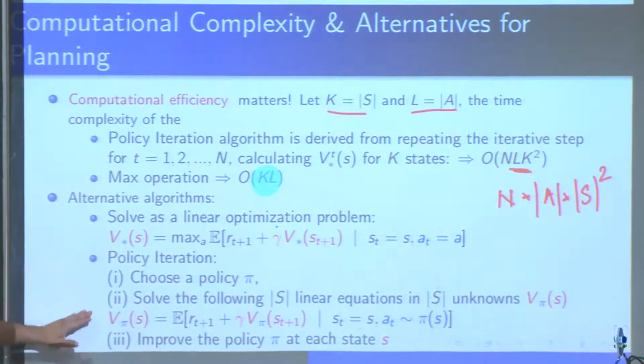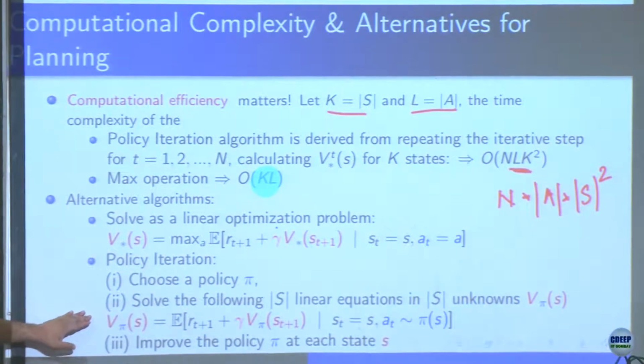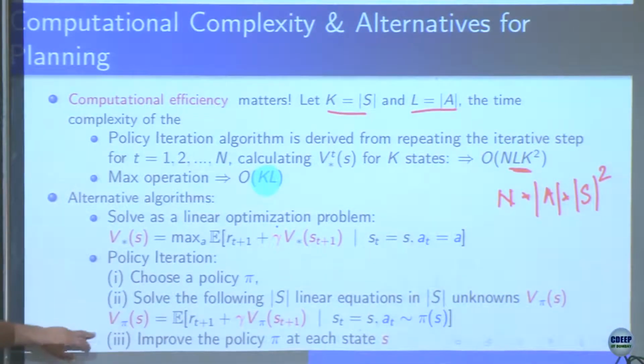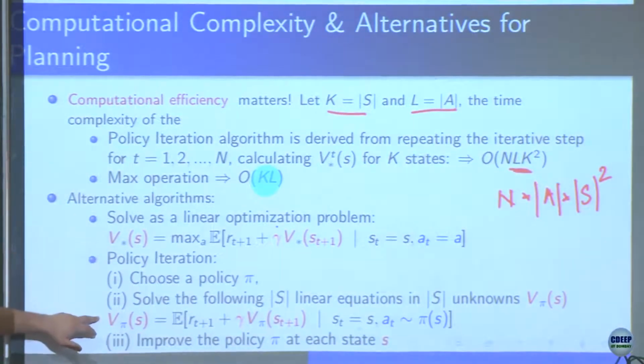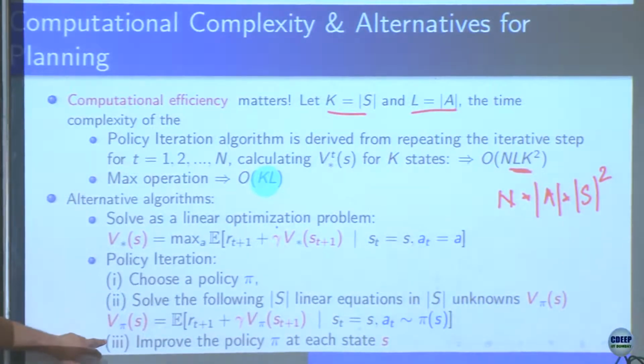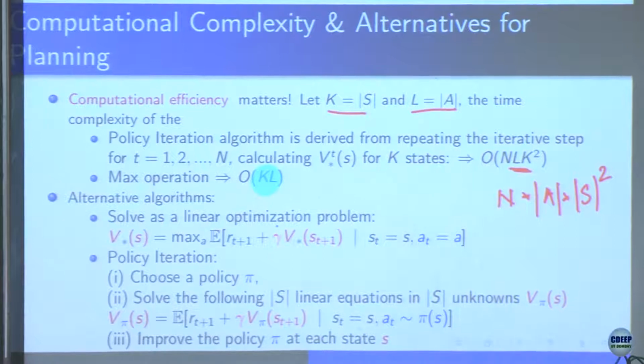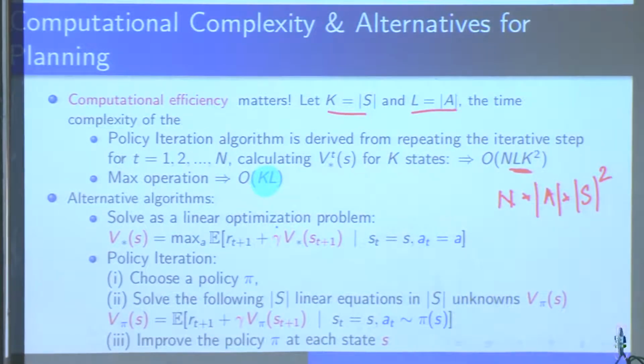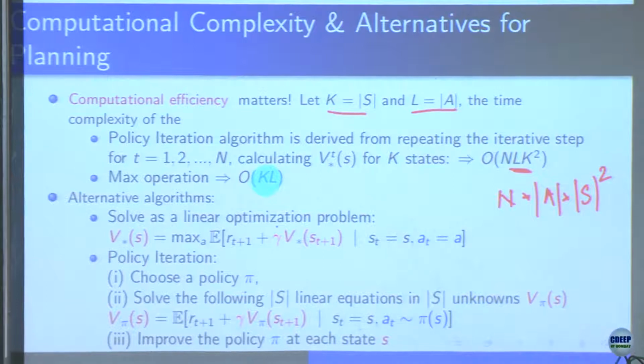So choose a policy, solve S linear equations in S unknowns, where the S unknowns are again the V pi's, the same unknowns in both linear optimization and policy iteration, and then improve the policy at each state S. This policy iteration is a bit more complex, often slower than value iteration, so we are not going into the details, but this is the basic idea. So in both these options that we discussed, we are talking of the V's as the unknowns. That's the key point. All these are the unknowns.